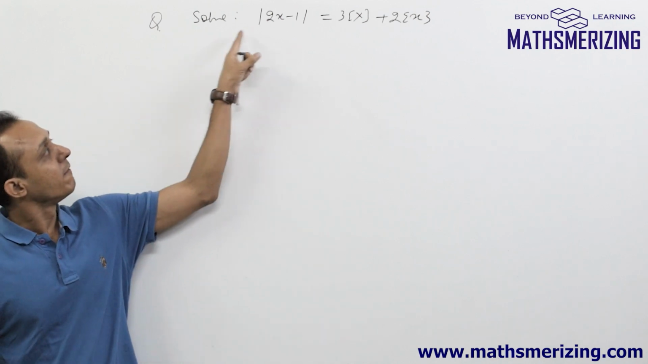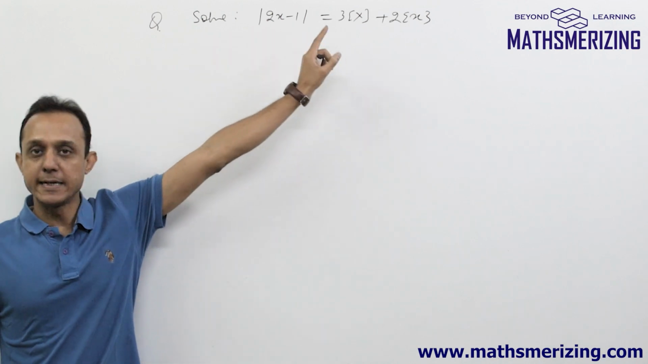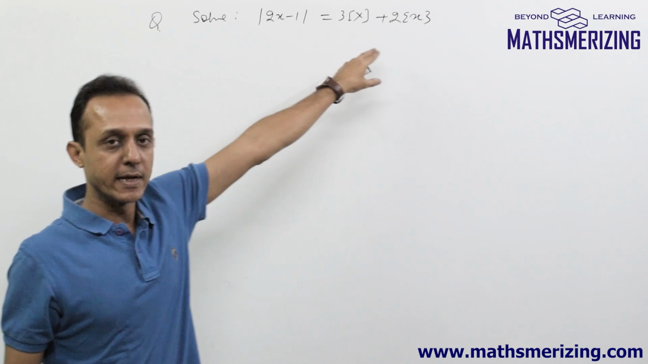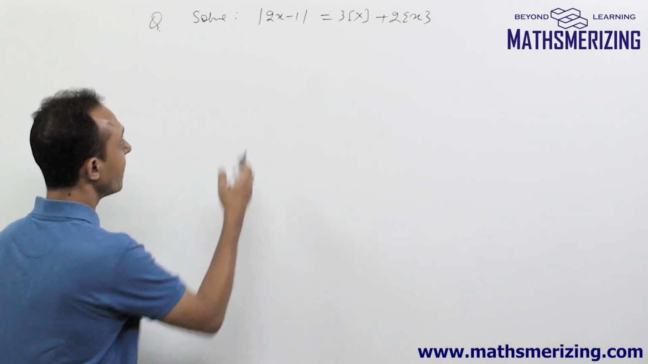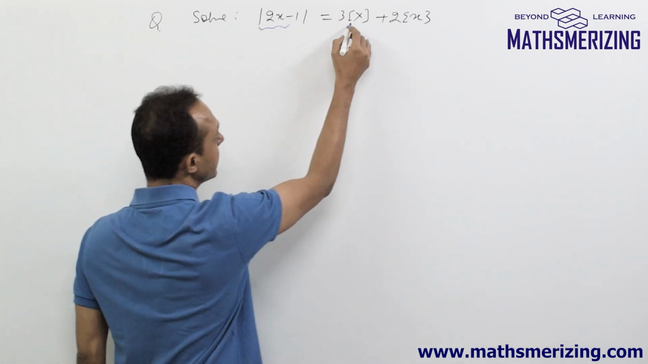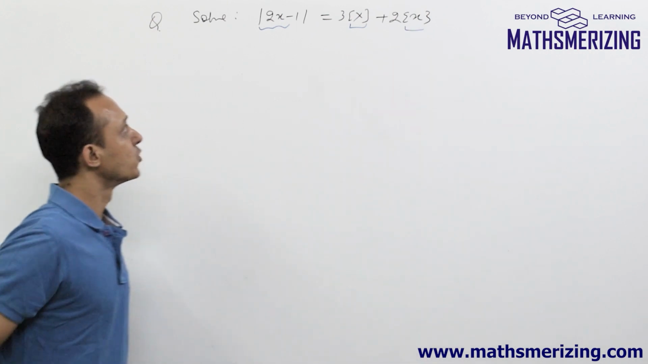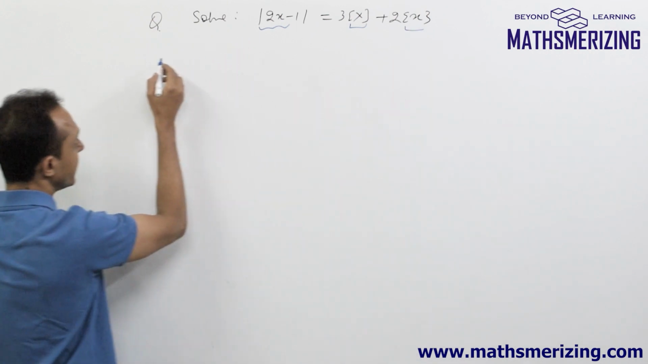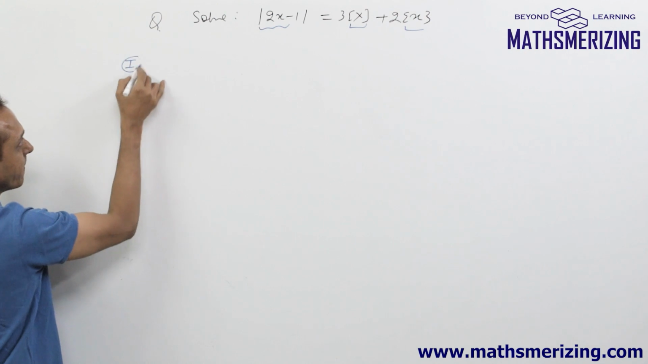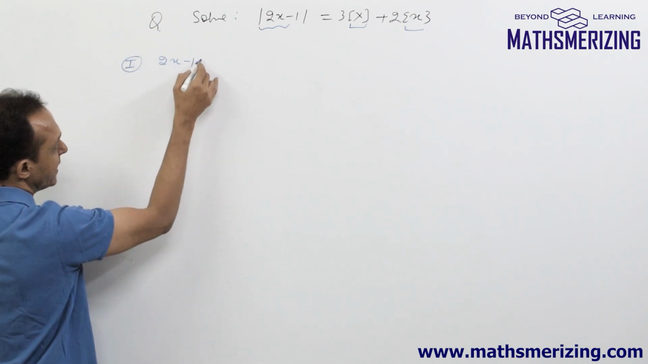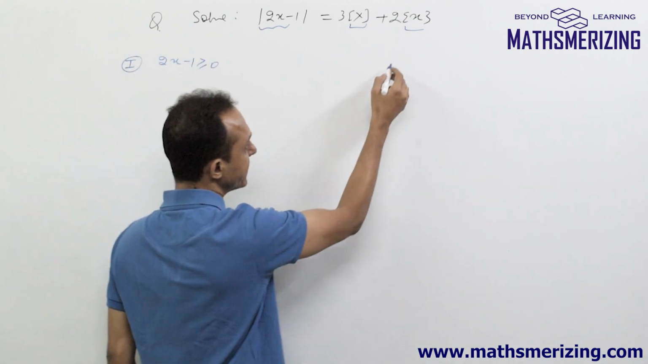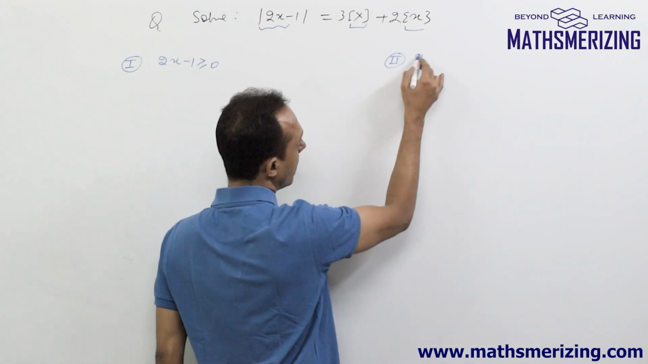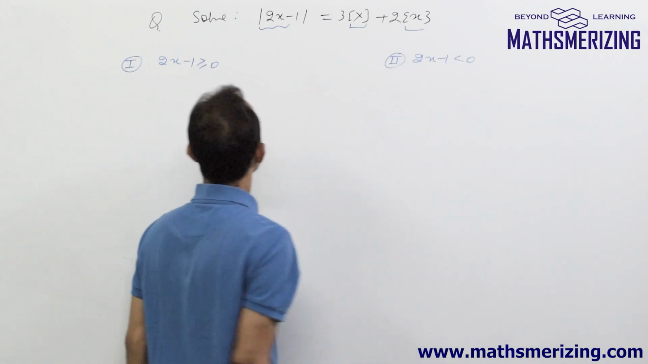Now the question is: solve |2x - 1| = 3[x] + 2{x}, where [x] is the greatest integer function and {x} is the fractional part of x. Now we have the modulus function, the greatest integer function and the fractional part function. So I'll start with the modulus function and take two separate cases. Case 1, when 2x - 1 is positive, and the second case, when 2x - 1 is negative.